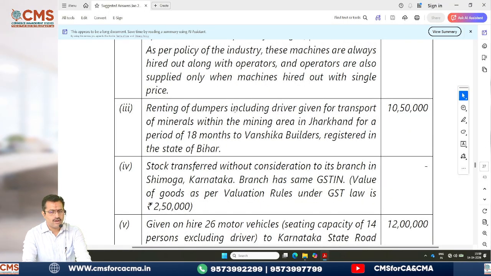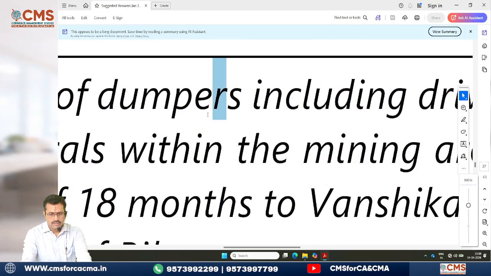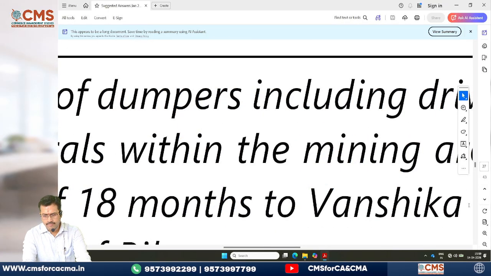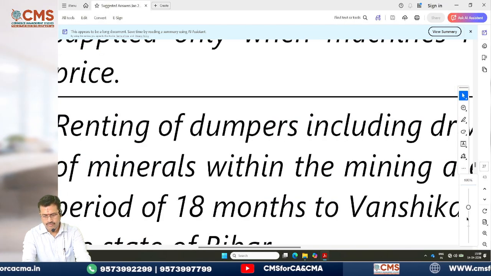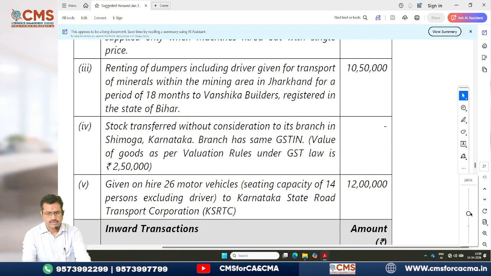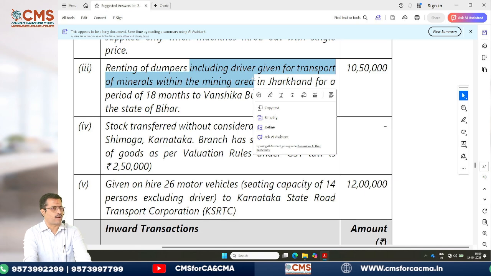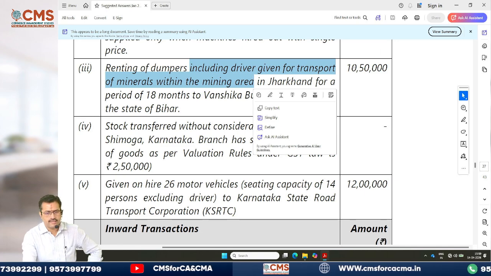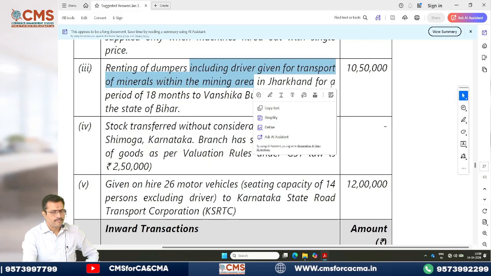Next, renting of dumpers, including driver, given for transport. So how much is it? It is 10,50,000. That also is your income only. Next.